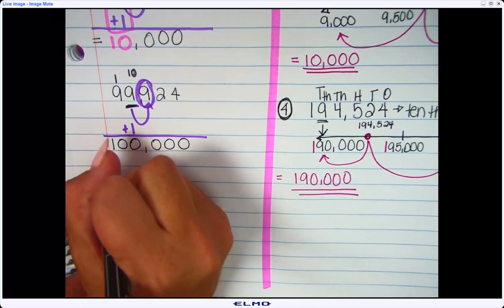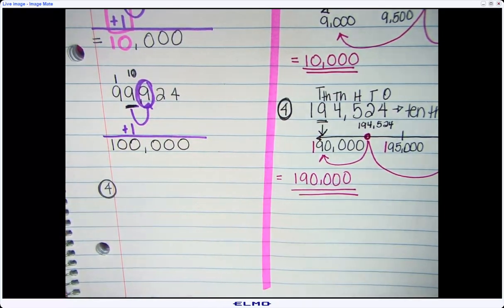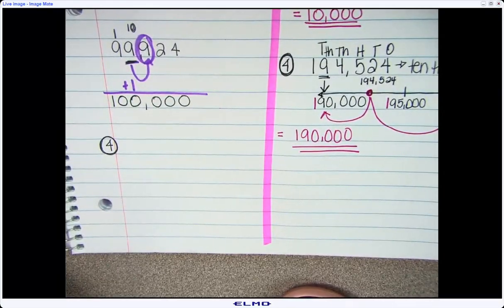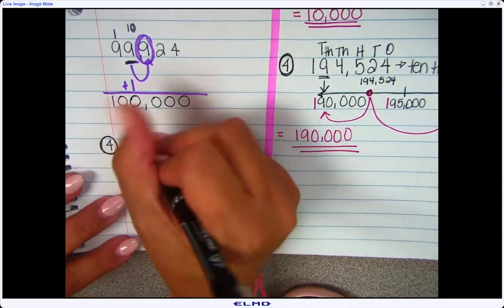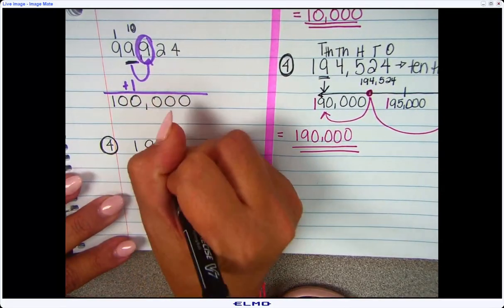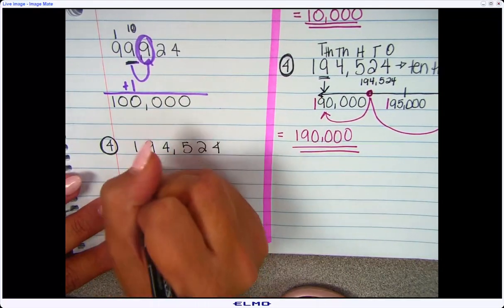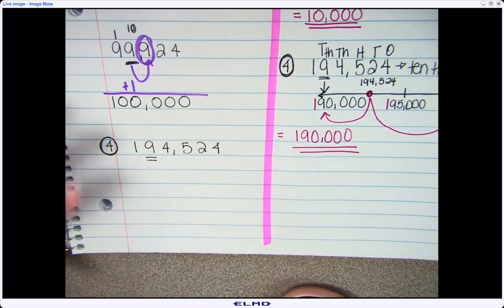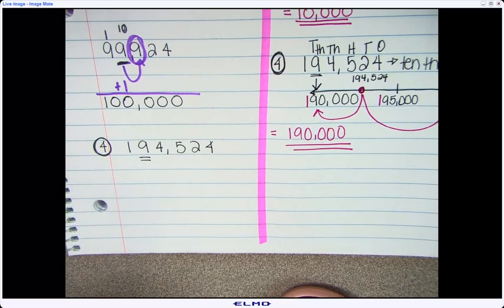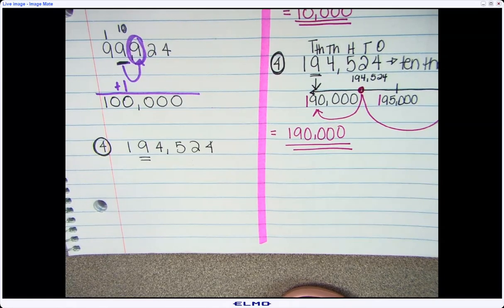Now let's do example number 4. What happens when my neighbor is not 5 or more? I don't know. So let's see. 194,524. And they underlined the 9. You're going to follow the same song. Underline the number. Go next door. If the neighbor's 5 or more, then you add 1 more. Okay, you try to do it alone.